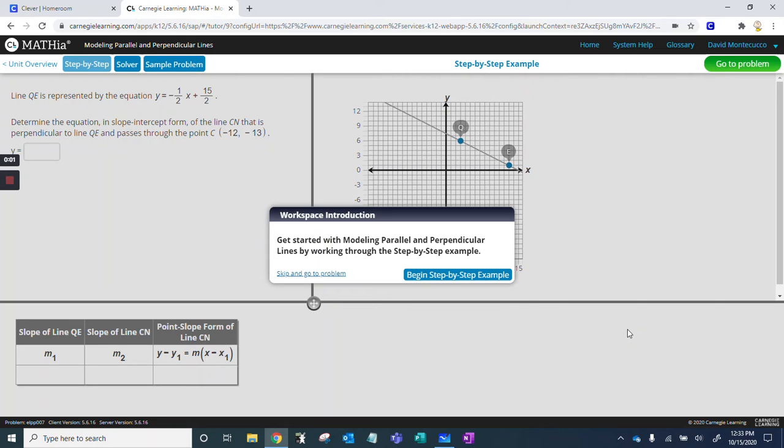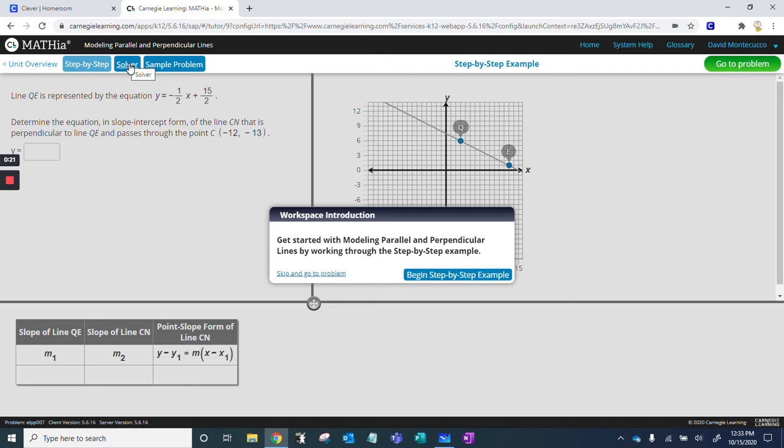Hi everybody, Monty here. So we just reached a new workspace on parallel and perpendicular lines, and we're going to start with the step-by-step. But I also want you to know that from here on, there's going to be times when you have a solver to help actually do some of the math if it's hard for you, okay?